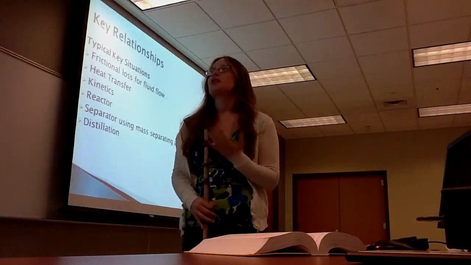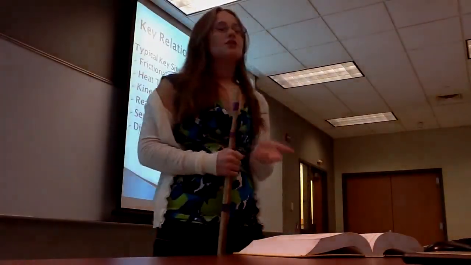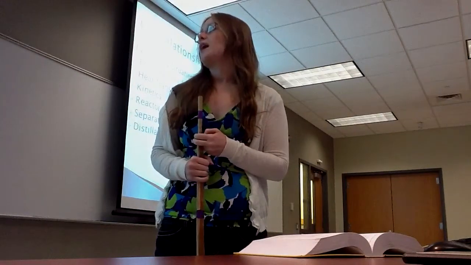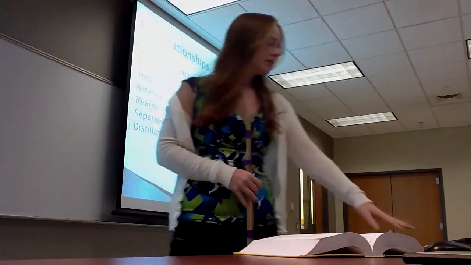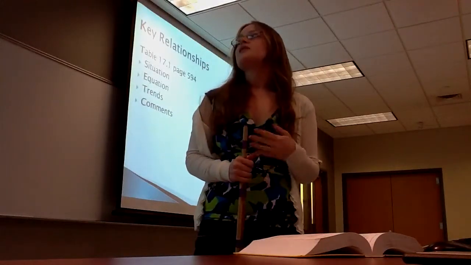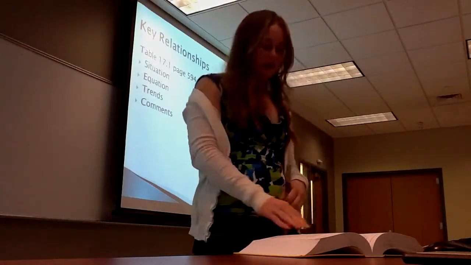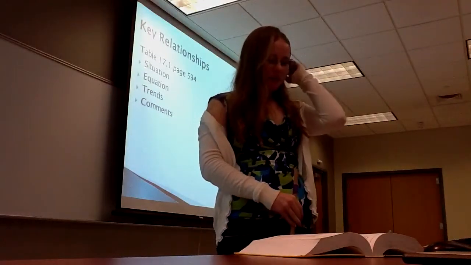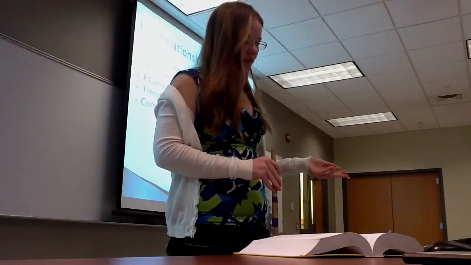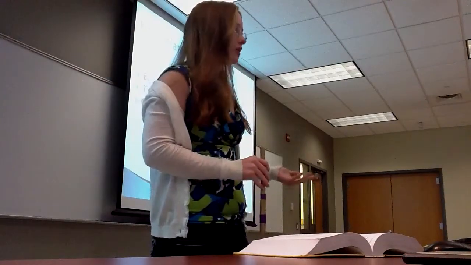So typical relationships you're going to see that relate to your performance are friction loss for fluid flow, heat transfer, your kinetics, your reactor performance, separating using mass and a separating agent, and distillation. If you want an example of key relationships and how the situation relates to the equation, the trend, and some comments on that, you can turn to page 594, and there will be a table there. It's called Typical Key Performance Relationships. For example, you'll see friction loss for fluid flow, and next to that it'll give you an equation and some typical trends that you're going to see and some comments on that.